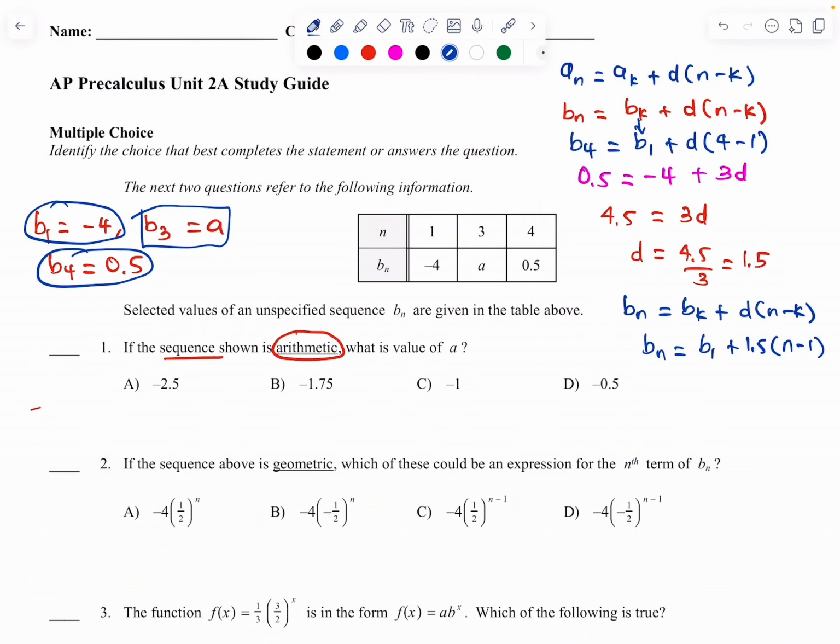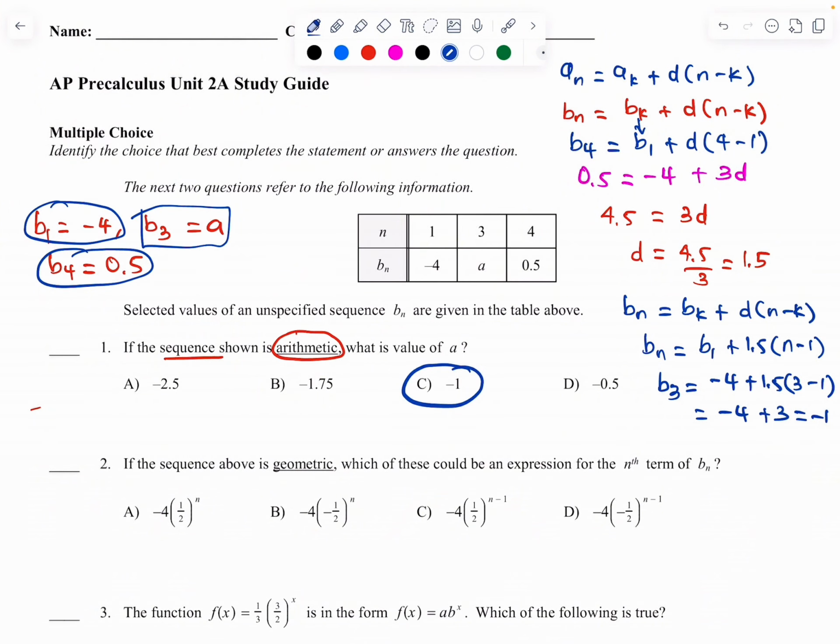In that case, I wanted to find B3. So let's find B3. B3 in this case will be my B1 already. I know that one is -4 plus 1.5 into 3 minus 1. If I do the math, this one will be -4, and then 3 minus 1 will give me 2. 2 times 1.5 will give me 3. And then if you do the math, this one will give me -1. So the answer to this question is C.